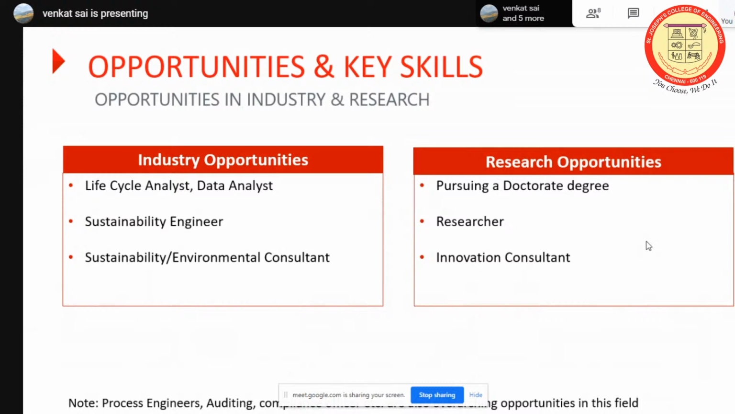Look at the different avenues. Normally this is not something that we think about when we first start, but however, this is a very interesting opportunity. People can pursue a doctorate degree. So much amount of research is going on in regards to this topic. You can work as a researcher, you can work as an innovation consultant focusing on communications and cutting edge innovations. This is something that you can do. And of course, the standard opportunities that are available are life cycle analysts, data analysts, sustainability engineers, and consultants.